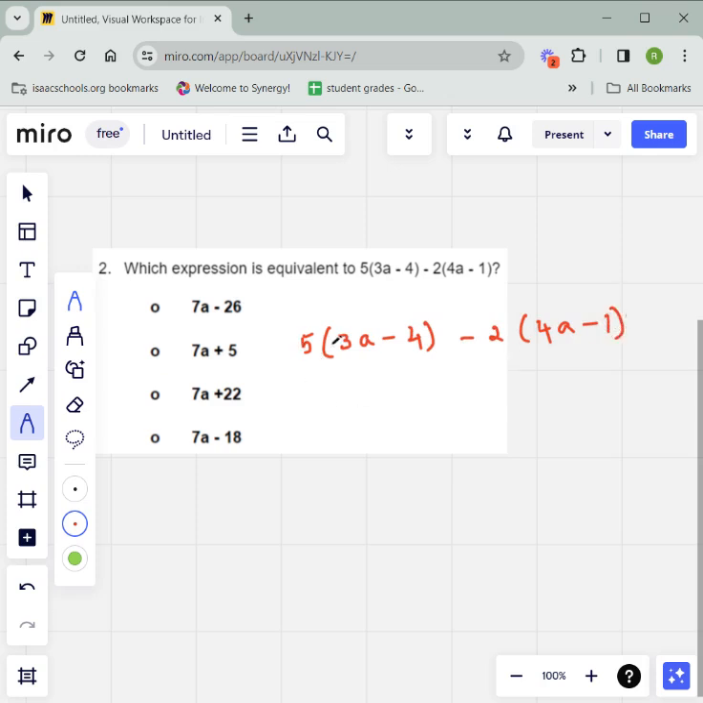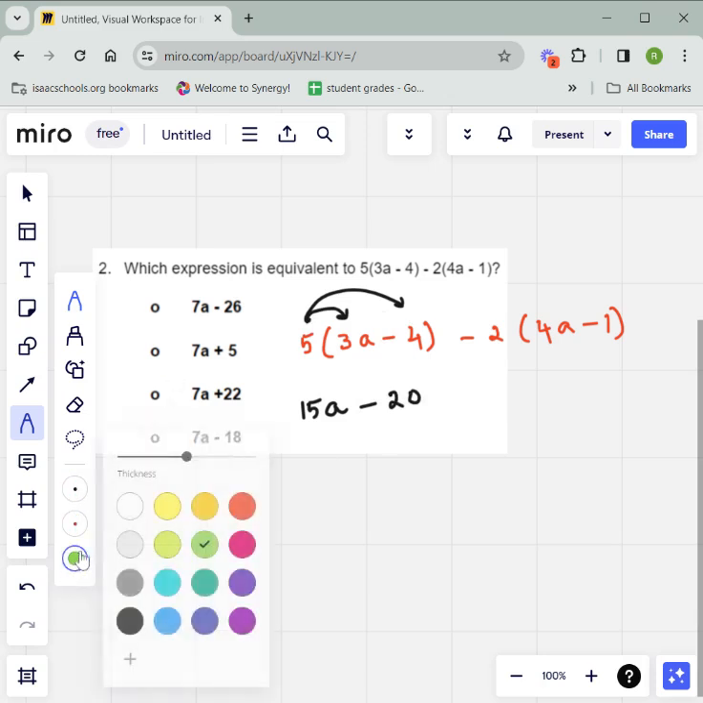Or you can say 5 groups of 3a minus 4, or negative 2 groups of 4a minus 1. Let's do the distributive property. Symbol, number, letter. Symbol, positive, positive, that's a positive. 5 times 3, that's 15. Letter A. And then we do the next one. Again, symbol, this is positive times negative is negative. And then 5 times 4, that's 20.